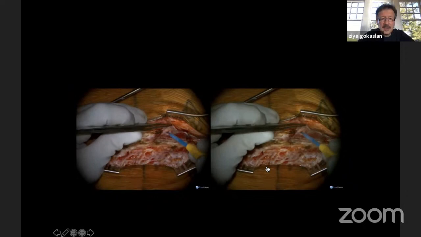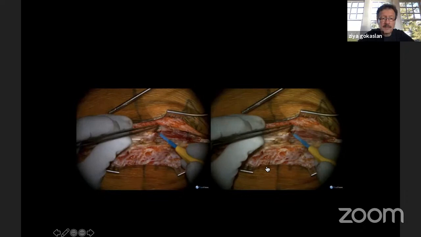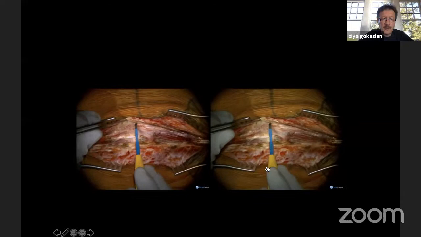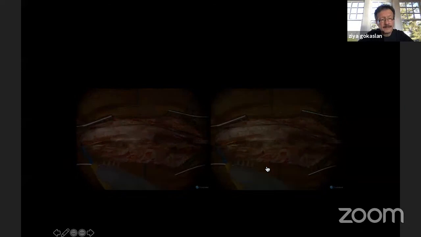First part is really to expose the posterior thoracic spine and the dorsal musculature. We try to keep the fascia intact here so that we can use that for traction. We're gonna separate the paraspinal musculature and we will preserve it.